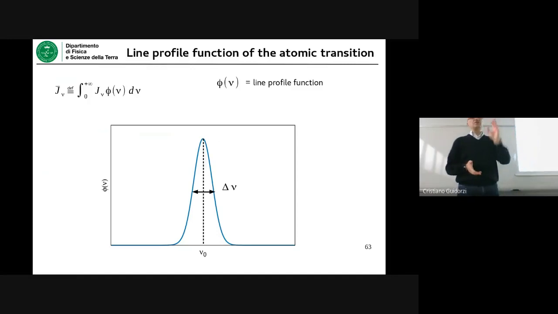But as I told you, and as you should already know, there is some width for many reasons. The first reason is the uncertainty principle itself: a transition has a finite lifetime, and delta E times delta T has to be of the order of h bar, the Planck constant. So given that delta T is finite, delta E is also finite. So the energy interval over which this transition is not a delta function.